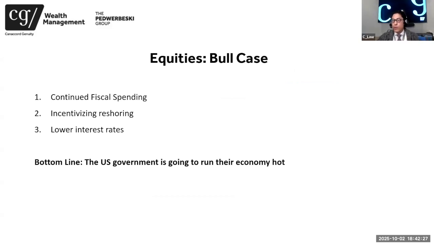So this continued fiscal spending, the incentives for reshoring, coupled with the Federal Reserve's lowering interest rates, our base case is that the U.S. government is going to run their economy hot. And so again, this is why we continue to favor U.S. equities over Canadian equities.